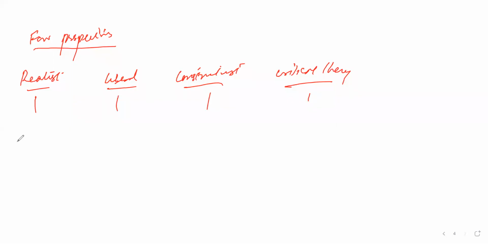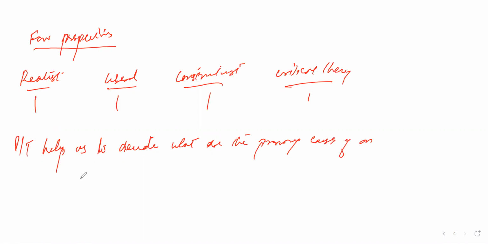Now, a perspective or a theory, that's very important. A perspective or a theory helps us to decide what are the primary causes of an event. Causation doesn't come from level of analysis only. Causation comes out of the theory.